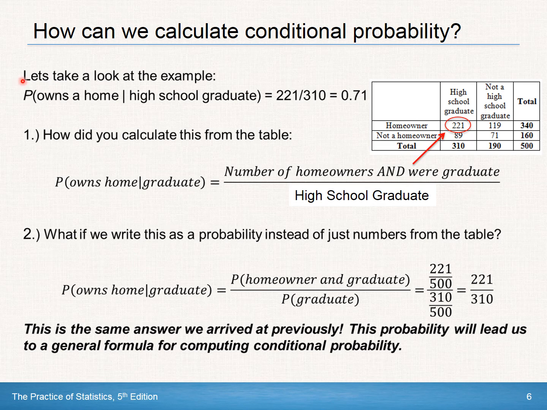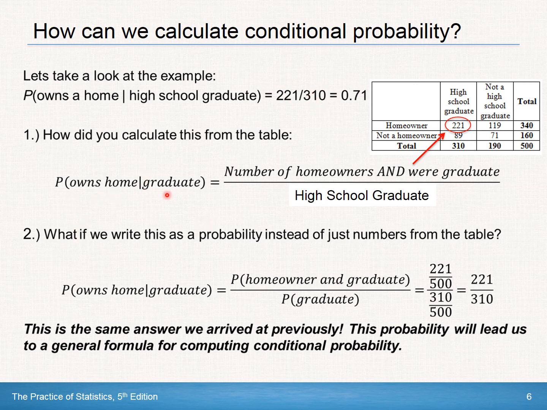Okay, so let's just take a look at the example and figure out how we can calculate conditional probability. It's easy from a table because all the numbers and data are laid out right before you. All right, so we looked at the probability that they owned a home given that they were a high school graduate. So from the table, we could very easily just cross out the fact that they were not a high school graduate and just look at the information here. All right, so what exactly did that probability look like? What did the 221 and the 310 represent?